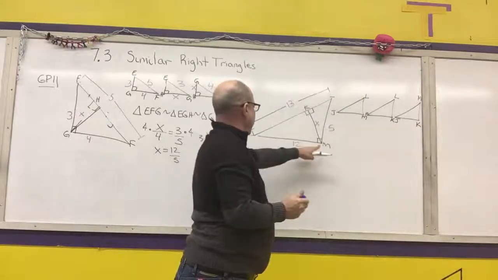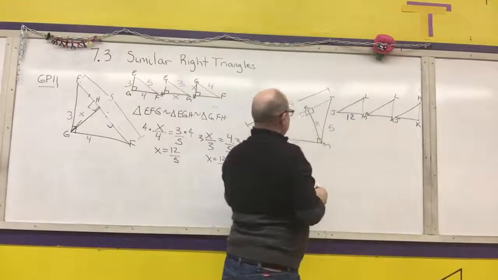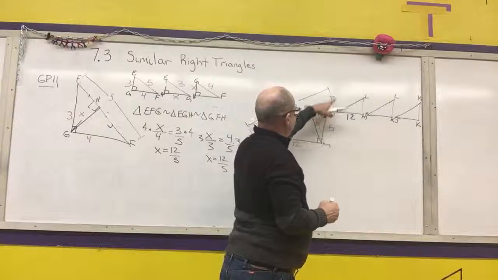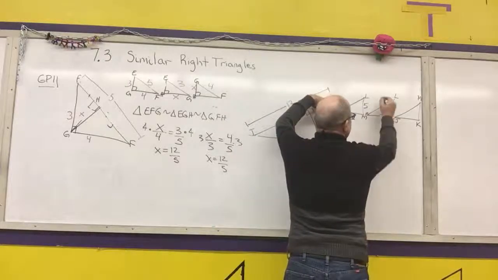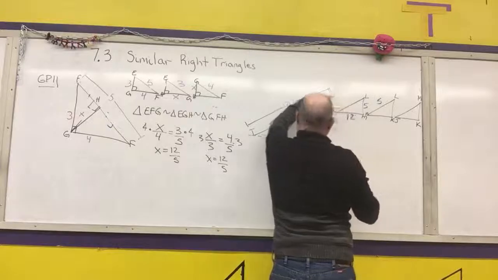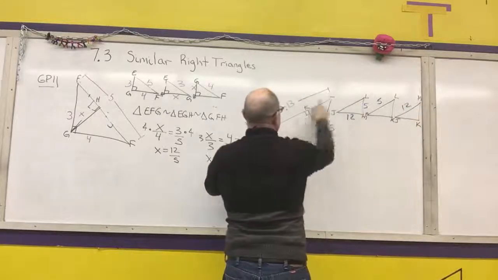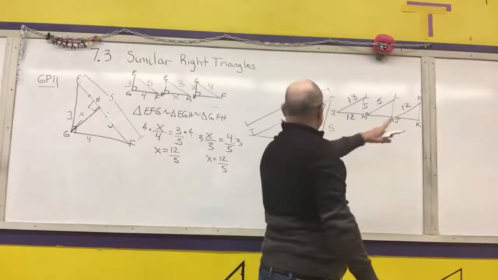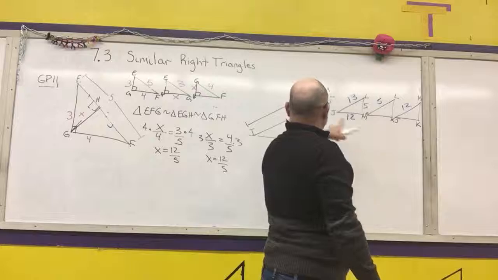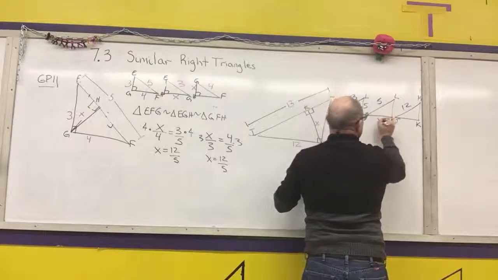I know JM is 12. I know ML is 5. JM is 12. And I know JL is 13. I'm missing one here. Okay, MK is X and X.